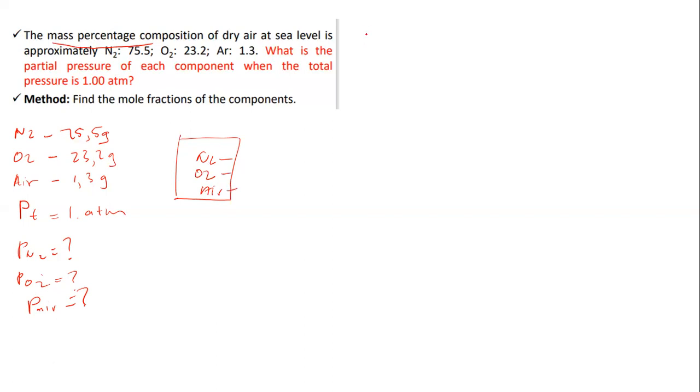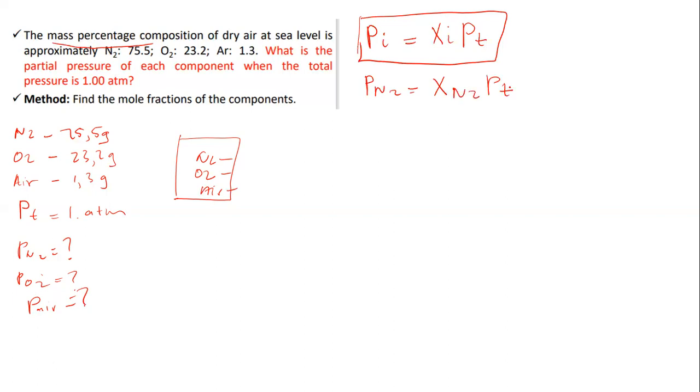Remember the formula that we use to determine the partial pressure of each component. The partial pressure is equal to the mole fraction multiplied by the total pressure. We're going to use the Dalton's law equation to determine the partial pressure. So to determine the partial pressure of nitrogen gas, I'm going to use my mole fraction for nitrogen gas multiplied by total pressure. But the thing is, I'm provided with the mass composition instead. So what am I going to do?